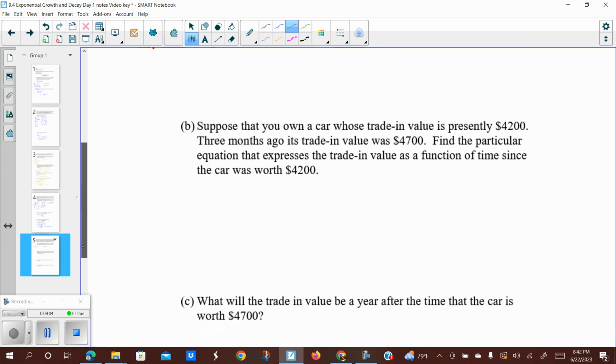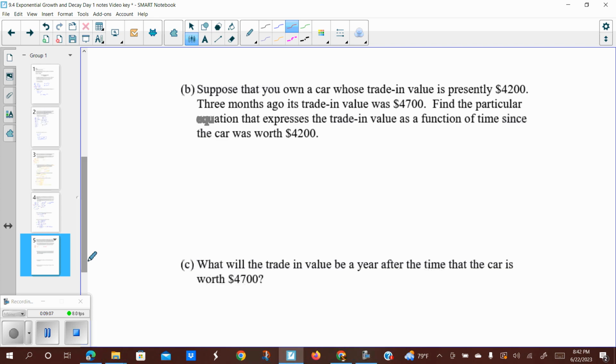So, part B, suppose that you own a car whose trade-in value is presently $4,200. 3 months ago, its trade-in value was $4,700. Find the particular equation that expresses the trade-in value as a function of time since the car was worth $4,200. So there's actually 2 different ways you could go about doing this, and either one of them is right as long as you stay consistent.